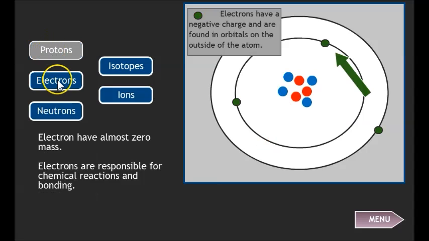Next, we have the electrons. Electrons are on the outside of the atom. They have a negative charge, and they are so small that they have almost 0 mass. And so when we're talking about the mass of the atom, the electrons do not play a part.